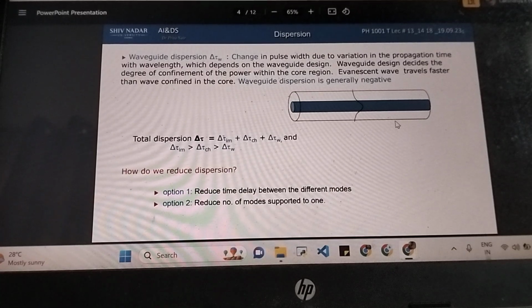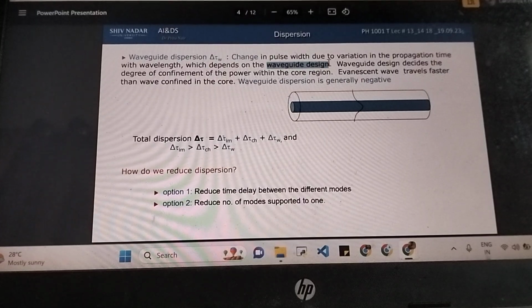Third and final type of dispersion is called waveguide dispersion. This one is more like an extrinsic factor. It depends on the waveguide design. So this is similar to your extrinsic attenuation. If your waveguide, as in your optical cable, what is the diameter of the optical cable? Is it bent or is it straight? This depends on such factors.